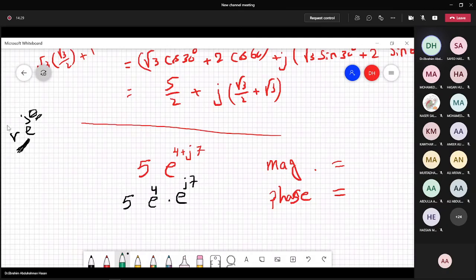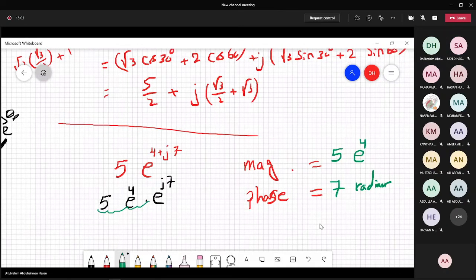What did we say? Whatever we have in front of e to the power of j is the magnitude. So all this is the magnitude. So magnitude is equal to 5 e to the power of 4. Whatever we have here with a j, we call it angle or phase, so then it is 7. Okay, so 7 what? Radian. So 7 radian.